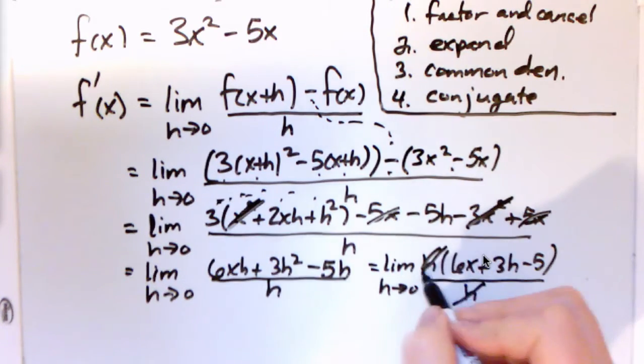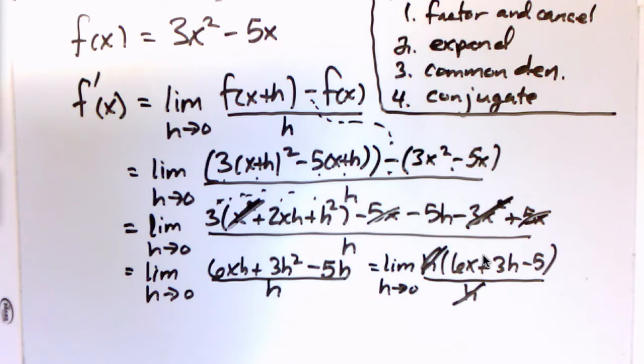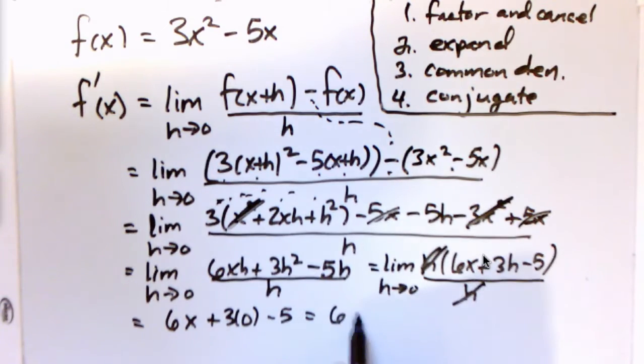Now we cancel out the common factor of h. Now we are in a position to use direct substitution. I no longer have an indeterminate form. I'm no longer dividing by 0, so as I let h go to 0, I don't need the limit symbol anymore. So, in fact, our derivative is 6x minus 5.